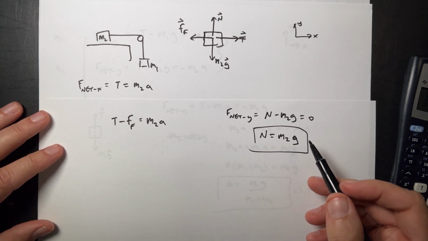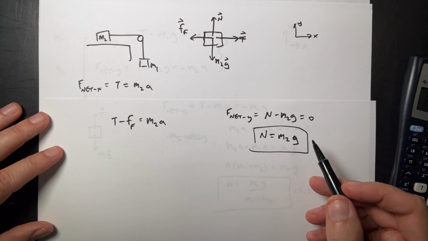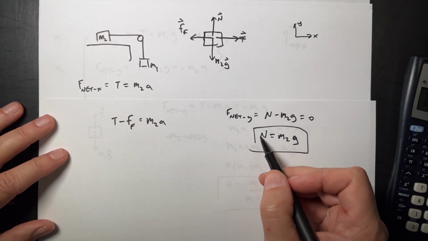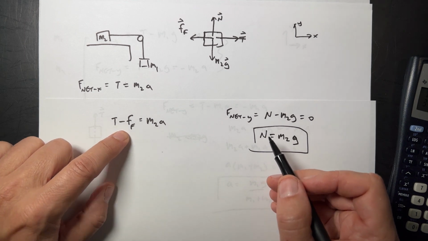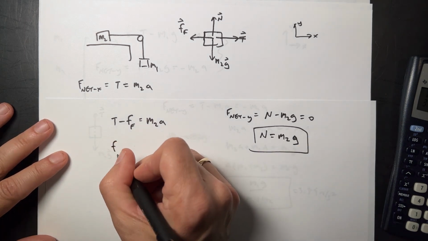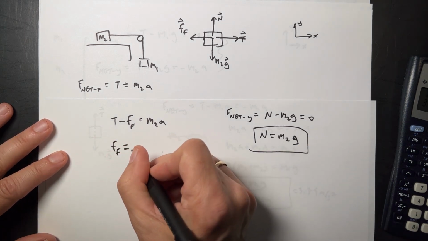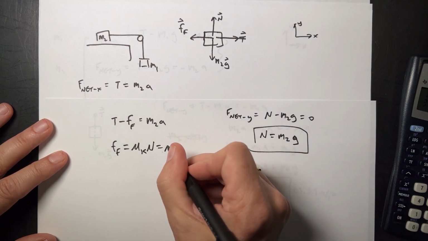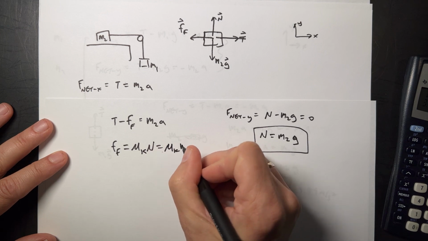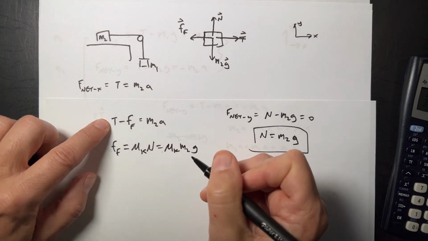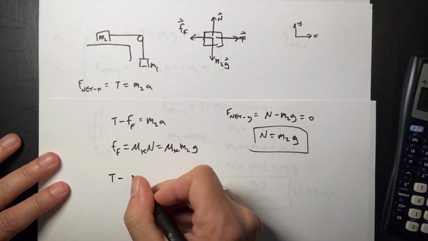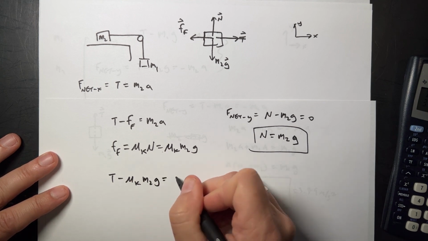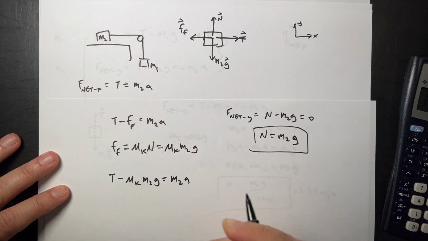The normal force is not always the weight. It just happens to be a lot of the time, but it's not always true. Now that I know the normal force, I can find the kinetic friction force. F friction is going to be equal to mu k, which I know, times the normal force, which is mu k times m2g. So if I put that in up here, I get T minus mu k m2g equals m2a.